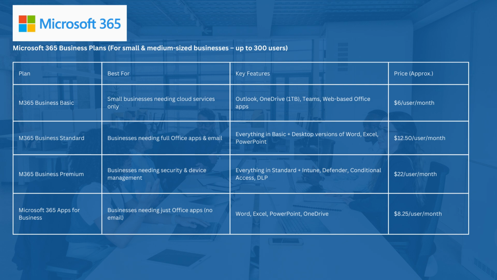Next is Microsoft 365 Apps for Business Plan. This plan is for organizations that need only Office apps and no email. It includes Word, Excel, PowerPoint, and OneDrive. It is approximately $8.25 per user per month.